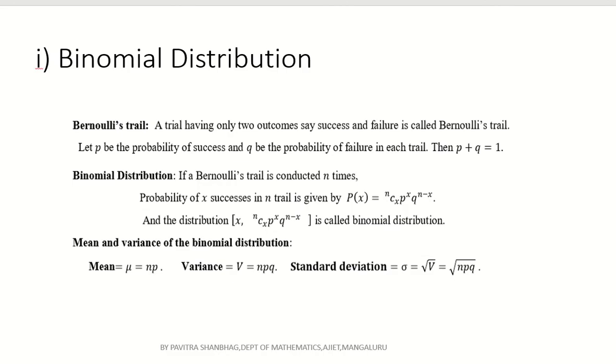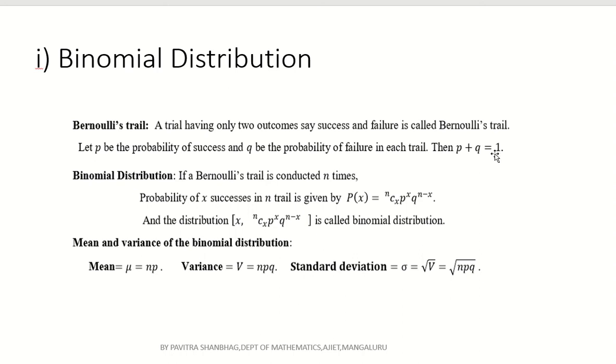Now actually we got this binomial distribution concept from the Bernoulli trial. Okay. What is meant by Bernoulli trial? A trial having only two outcomes, say probability of success and probability of failure. Normally we denote success by small p and failure by q. But you have to remember one thing, if you add the probability of success and failure, you will get the answer equal to 1. Okay. Now let p be the probability of success and q be the probability of failure in each trial. Then p plus q equal to 1.